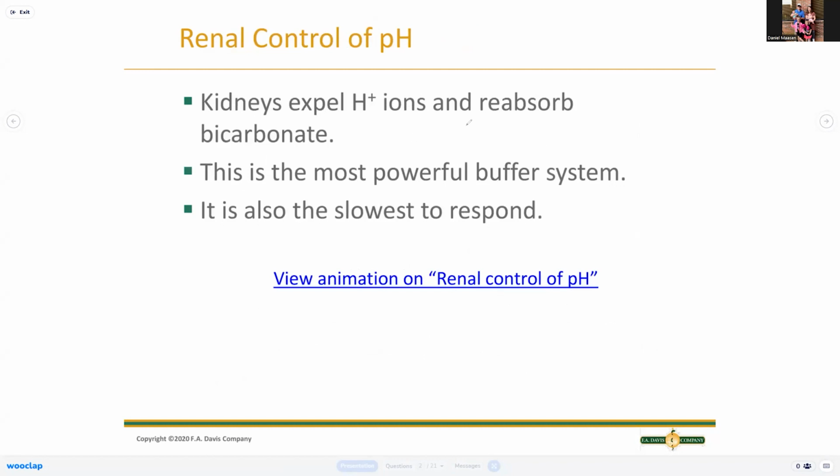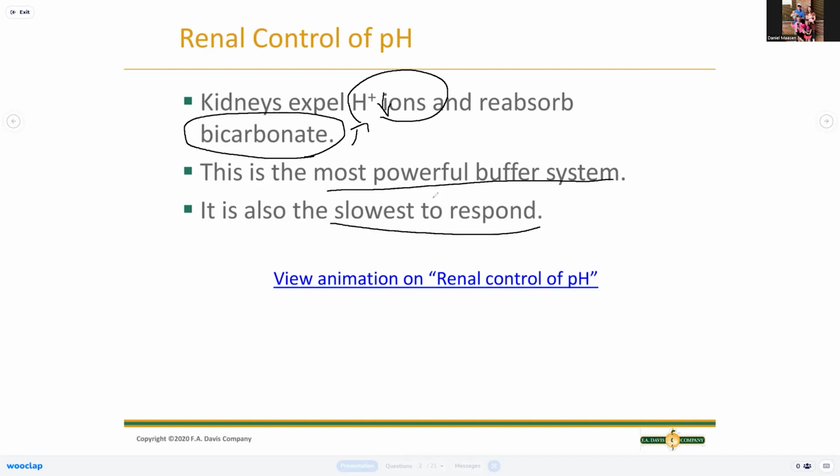And again, kidneys reabsorb bicarb, because remember, bicarb and hydrogen have this inverse relationship. We want to increase bicarb, get rid of hydrogen. Most powerful buffer system, but slowest to respond. Repeat it one more time.